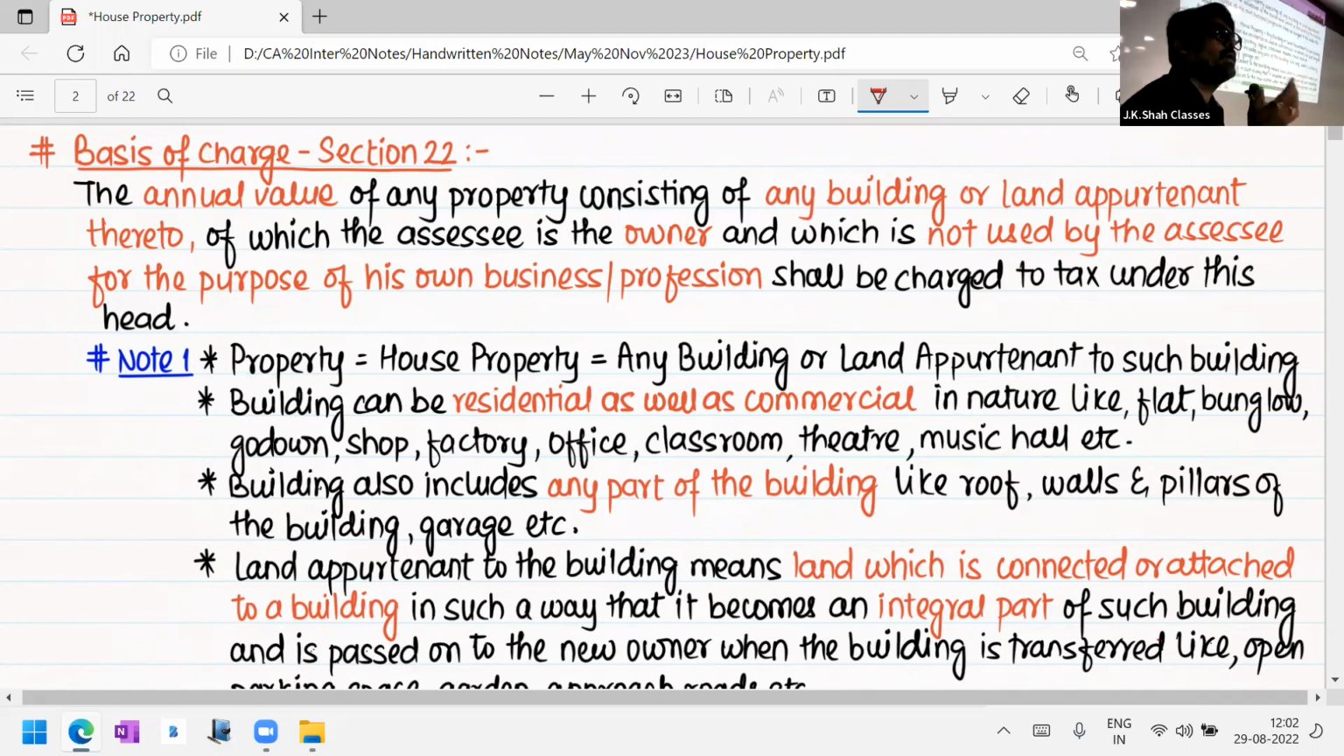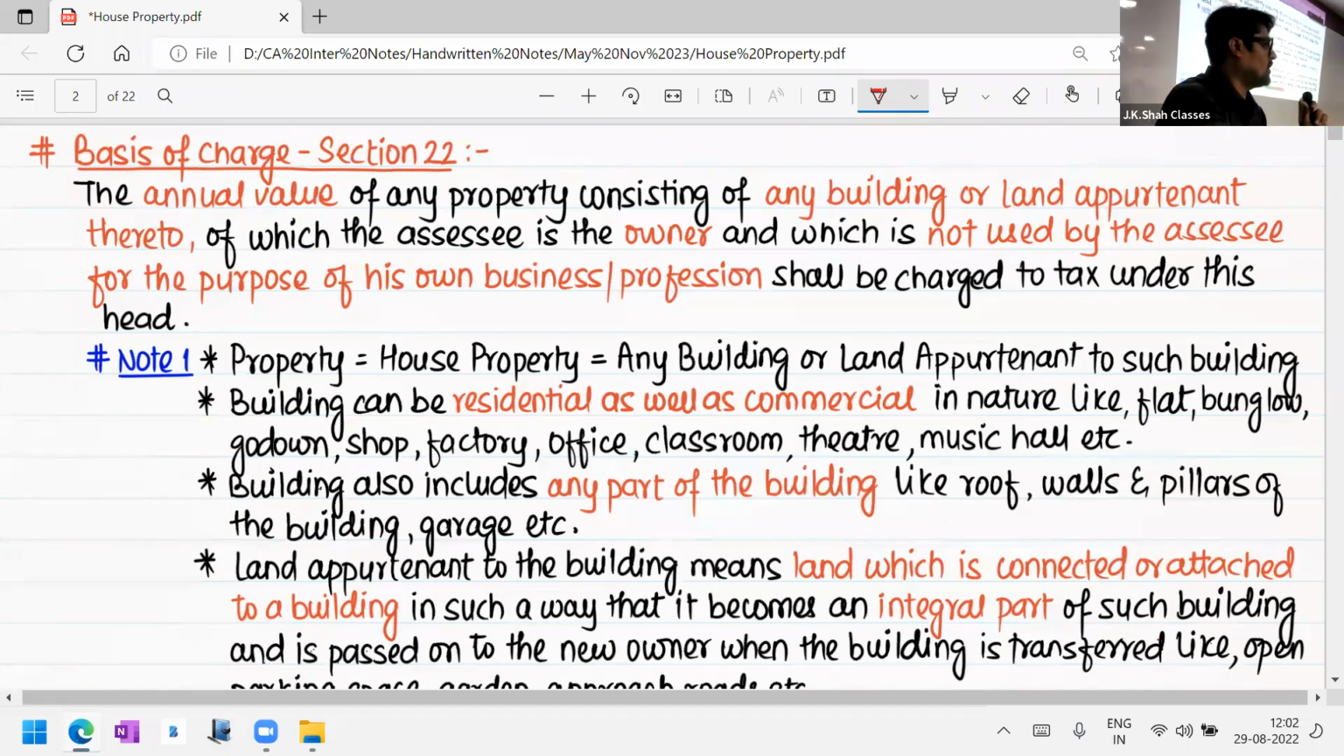Right? Now what will you do? From these properties, you are earning income. What income are you earning? Rental income, no? Will that rental income be charged to tax under the head house property? Wrong. Are you that honest, that whatever rental income you are getting from these properties, you will show to us? So the rental income shall not be charged under this head. The rent earning capacity will be charged to tax under this head, which is known as annual value.